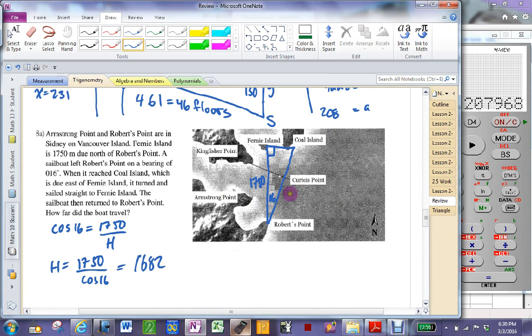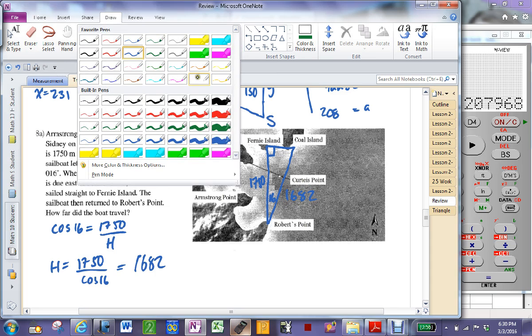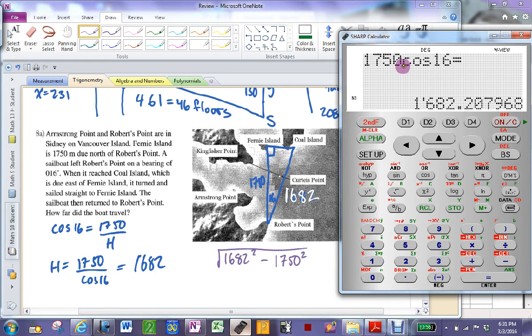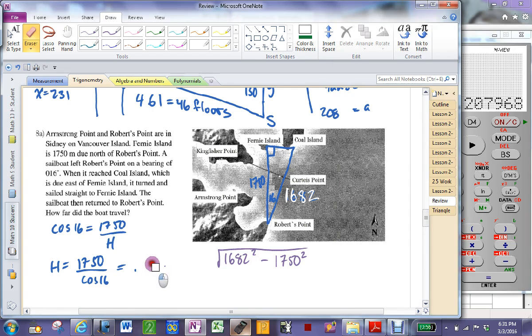1682. So that's 1682. I'll make that a little easier to read for you guys. Now this side up here, we just get with Pythagoras. 1682 squared minus 1750 squared. Oh, wait a sec. Yeah, no, that's totally wrong, isn't it? Because that's 1682. It's shorter than that. I screwed up somehow. Oh, because I did 1750 times cos 16, not divided by cos 16. What a dummy.